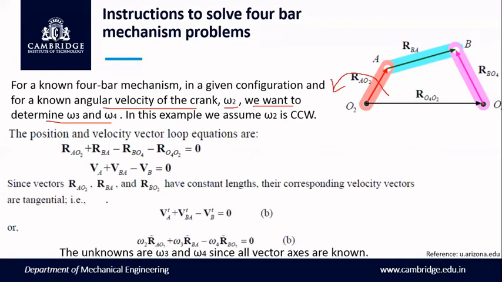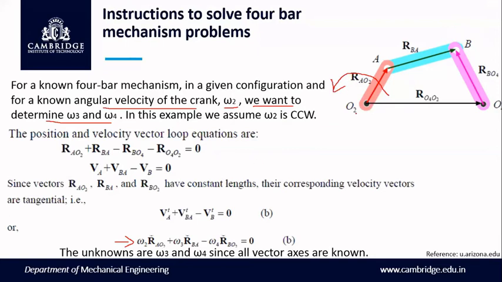Since these vectors have constant length, their corresponding velocity vectors are tangential. And we know we can convert linear velocity into angular velocity with the help of v equals r times omega. Hence, we arrive at the final equation: angular velocity of link 2 multiplied by length of link 2, plus angular velocity of link 3 multiplied by length of link 3, equals angular velocity of link 4 multiplied by length of link 4.